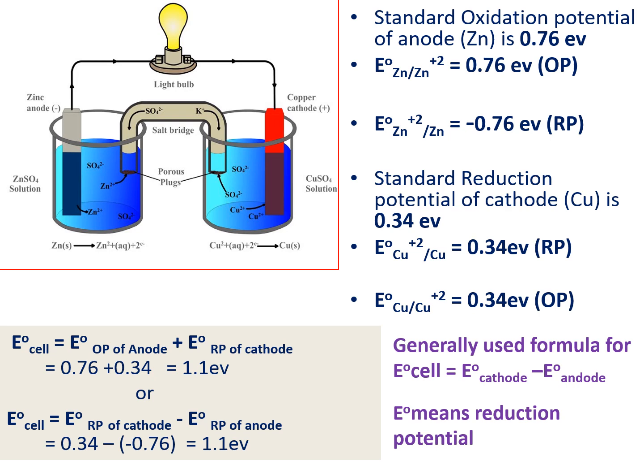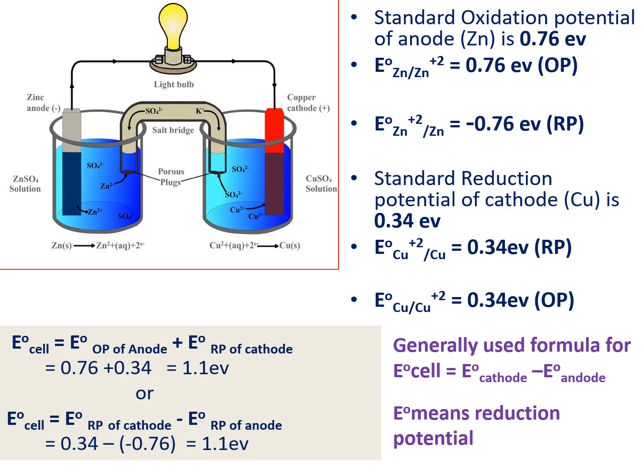The standard oxidation potential of the anode, that means zinc, is 0.76 electron volts. So what is standard oxidation potential? Oxidation potential at standard conditions is called standard oxidation potential. Standard conditions means room temperature, 25 degrees centigrade. If you dip a zinc rod in 1 molar zinc sulfate solution, then the oxidation potential of the metal, called the standard oxidation potential of the anode, is equal to 0.76 electron volts.